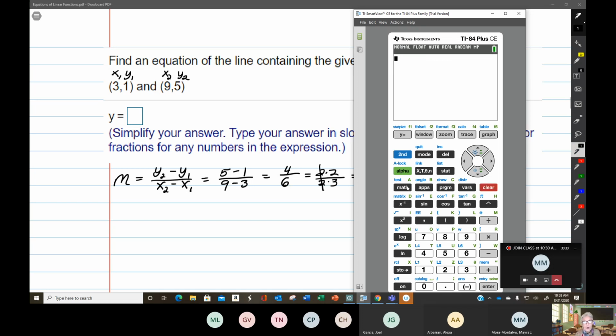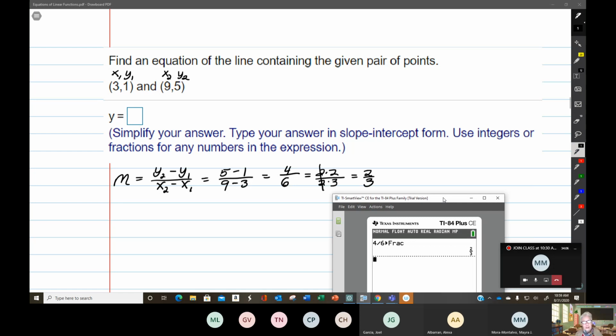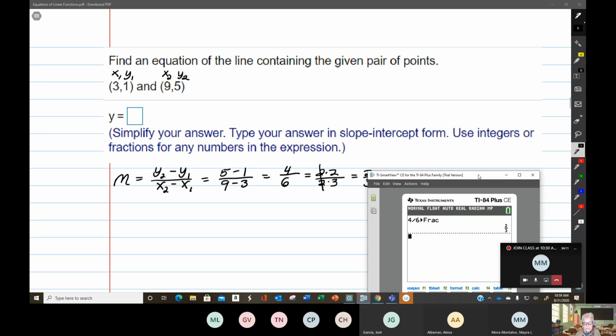The answer I got was 4 over 6, 4/6. So 4 divided by 6. Now, if I click on the math button, and choose to frac it, and frac it again, notice it automatically gives me every fraction in lowest terms. So if you find reducing fractions strains the noodles in your brain, never fear, your calculator can come to the rescue.